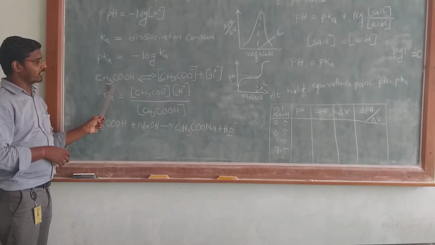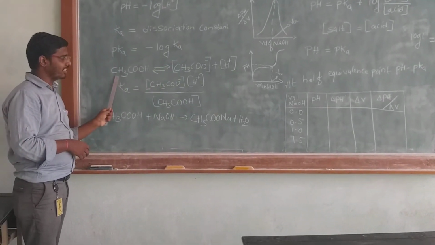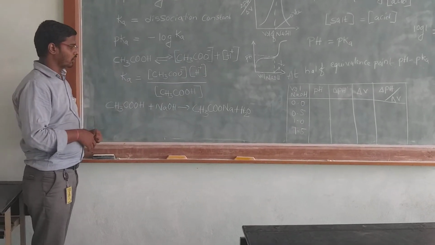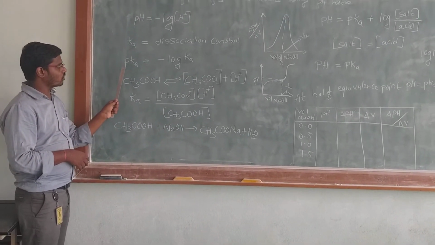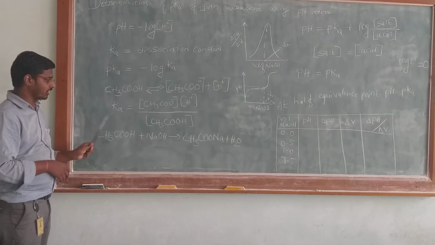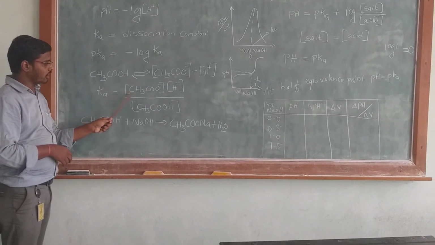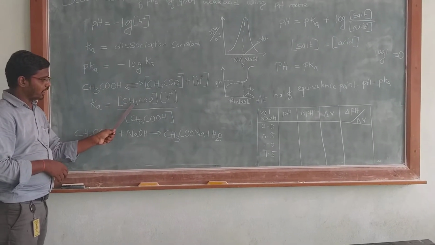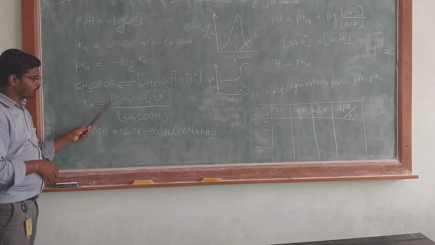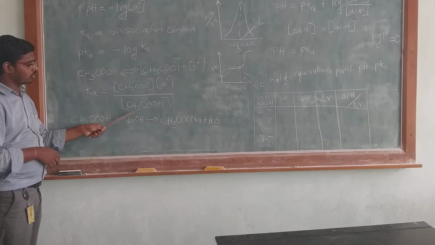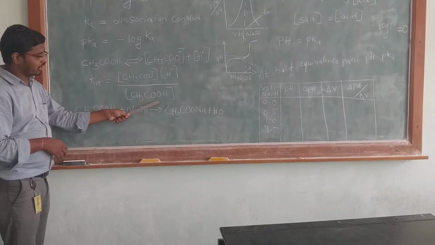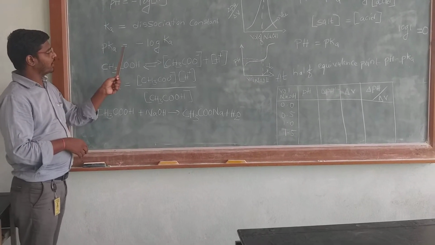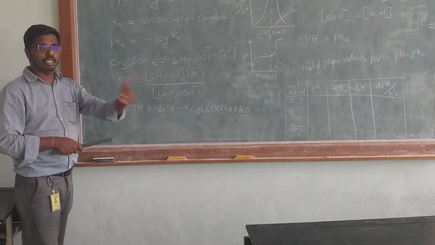When the weak acid is dissociated, for example, acetic acid is dissociated into acetate ion and H plus ion. Therefore, the dissociation constant of the weak acid acetic acid is K is equal to the product of molar concentration of acetate ion and H plus ion divided by the molar concentration of the acid. Here pK is determined by varying the pH.